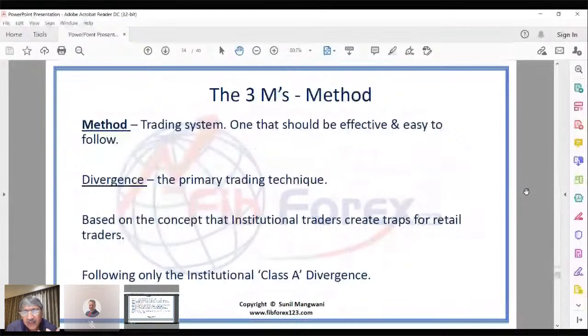Right. So I'm going to go over the divergence because, like I said, it's a primary trading technique. Now, this is based on the concept that institutional traders create traps for retail traders. The simple fact is retail traders are stopped out because institutional traders know exactly what a retail trader is going to do, and they have the capacity to move the markets. So they will create these traps, which is what a divergence is all about. Now, even in divergences, there are different types of divergences. There is a class A divergence, there is a class B, and there's a class C. We trade only the class A because it is the most effective one.